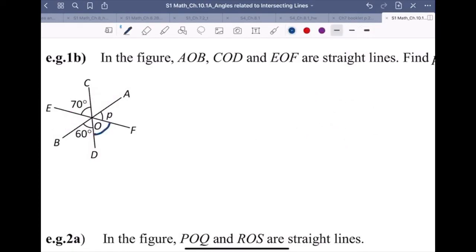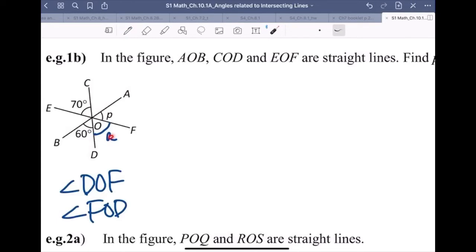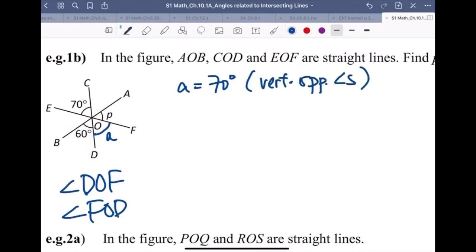One pair, maybe this one. For this angle, you have two ways to say it. We can say angle DOF, angle FOD, or a small letter. Just right here, so we can use A. So A equal to 70 degrees, because these are vertically opposite angles. And then secondly, I will take care of the straight line AB. That means add these three angles together. So 60 plus A plus P equal to 180.